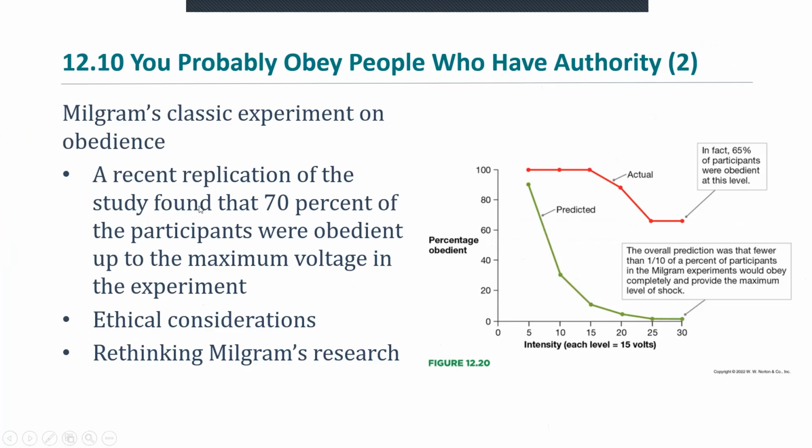A recent replication of the study found 70%. Some people said perhaps it was the time period that this was conducted in, so many decades ago, and perhaps things would be different now. But as it shows here, a recent replication found that 70% of participants were obedient up to the maximum strength in the experiment.